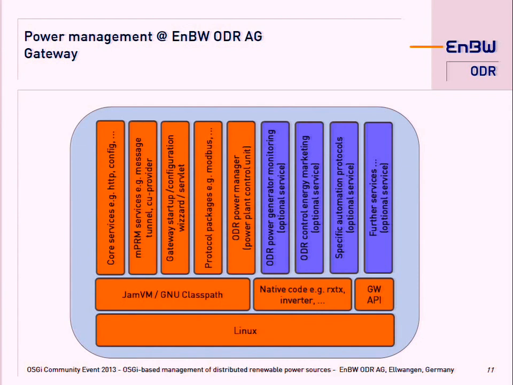We also have optional packages a customer can order. One of them is power generator monitoring. This means we monitor the generators of the power plant, and if for whatever reason the generator goes down or stuff like that, we notify the operator. We also have control energy marketing packages out there. This means that we sell energy or we fill, for example, the gas buffer of a biogas plant in some situations and empty it afterwards.